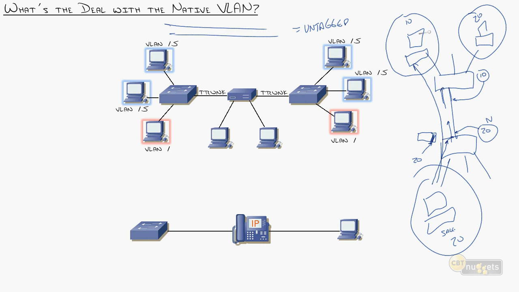Same thing happens on this side. If I've got a computer in VLAN 10 over here, when he sends it, he's going to be like, "Oh, VLAN 10, that's my native." So I'll send it untagged, and it comes in on this guy's VLAN 20. So my point is, if you're configuring trunks, which we're going to do in the next nugget, you want to make sure that the native VLAN matches between both sides.